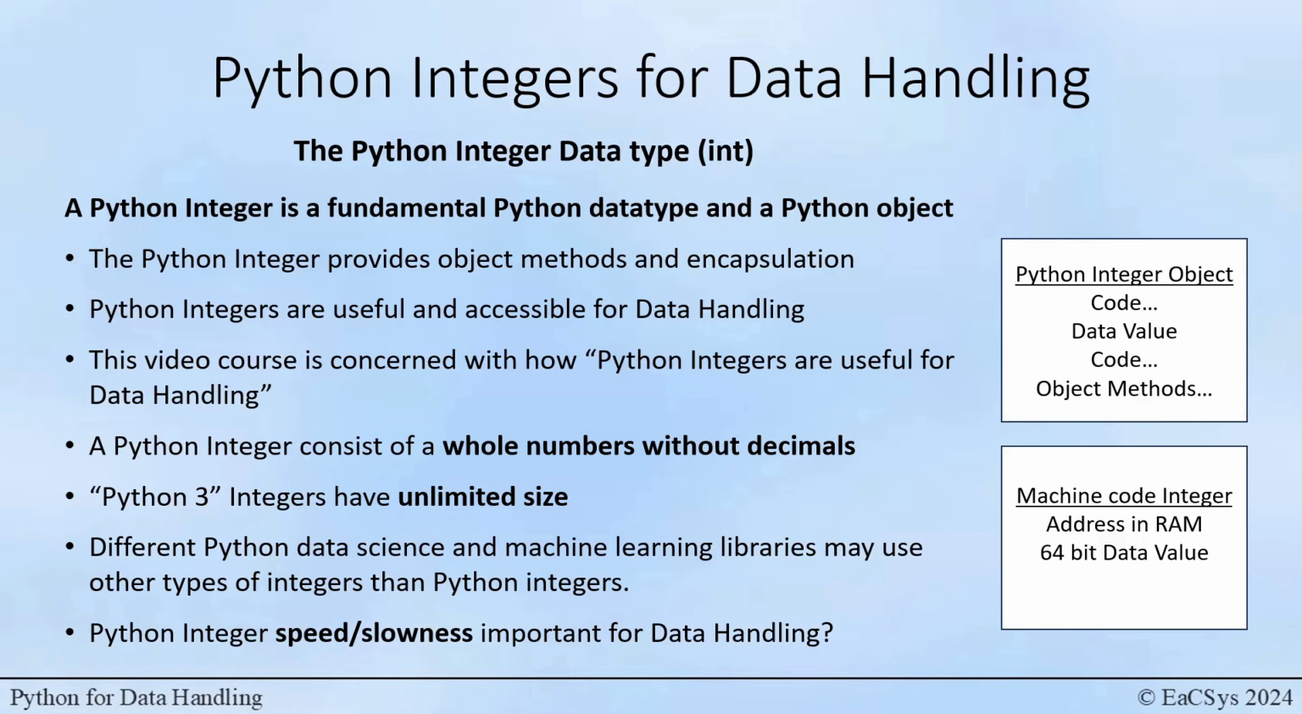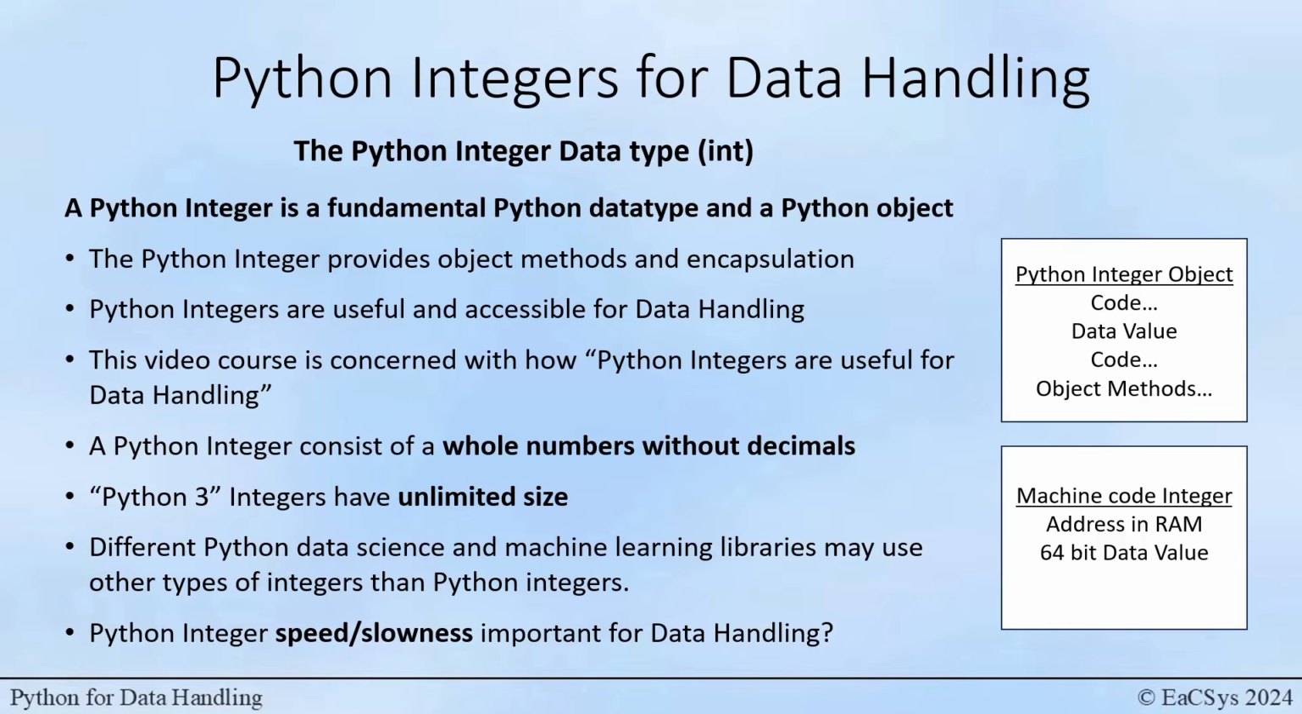The Python integer is different from this in that it provides object methods and encapsulation, a piece of code protecting the integer number data value from being accidentally overwritten. Python integers are therefore useful and accessible from a data handling viewpoint. And as this video aims at data handling rather than object orientation, we will not study the details of object orientation with Python integers, but study how Python integers are useful for data handling purposes.